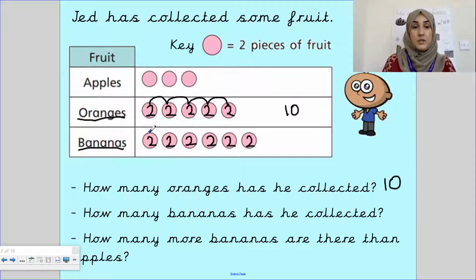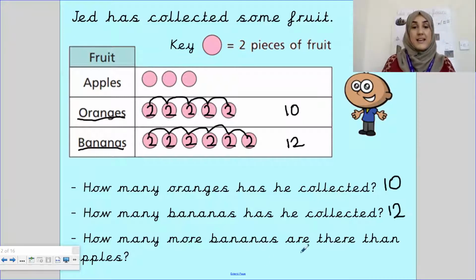Now let's count in our 2s. How many bananas are there all together? 2, 4, 6, 8, 10, 12. Fantastic. So Jed collected 12 bananas all together.